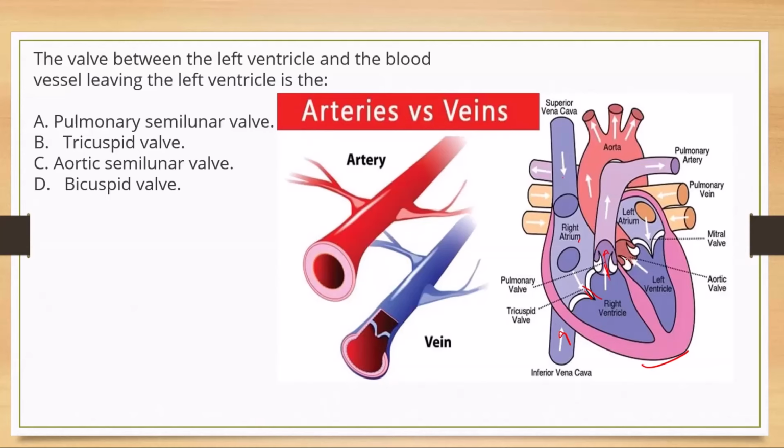So again, the question asks, what is the valve between the left ventricle and the blood vessel leaving the ventricle? They're talking about the aorta. And your answer here is what? The aortic valve. Your answer is C, the aortic valve. Now again, the aortic and the pulmonary valves, we call them semilunar valves. Whereas the tricuspid valve and the mitral valve together, we call them the AV valves or atrioventricular valves, the valves between the atria and the ventricles.